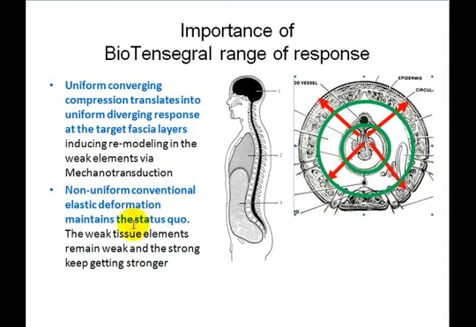And that's different from the non-uniform conventional elastic deformation or distortion, which only maintains the status quo because of the preservation of existent imbalances, where the weak tissue elements remain weak and the strong elements keep getting stronger.